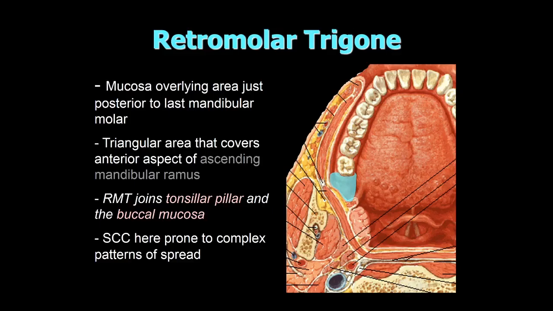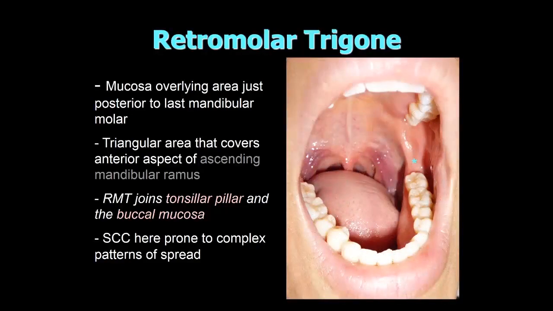Another component of the oral cavity is the retromolar trigone. This is that portion of anatomy that runs along the ridge of the mandible posterior to the last molar. You can actually see it here on this clinical image noted by the asterisk in blue.